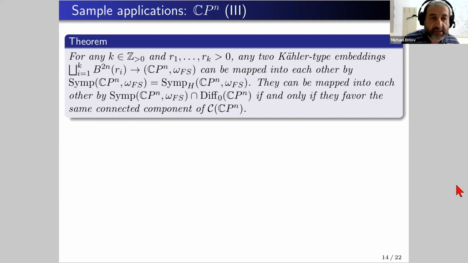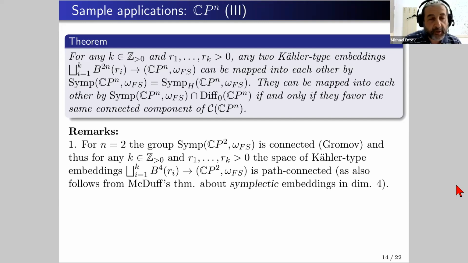Let me make a few remarks now about this claim. For n equal to 2, as we already saw, the situation is much nicer. The group Simp intersection with Diff-zero in this case is just Simp-zero, because Simp is connected in this case by Gromov. And this means that for any collection of balls, the space of Kähler-type embeddings of this collection into CP2 is actually path connected. They all lie in the same Simp-zero orbit. But of course, we could have got it from the very beginning from McDuff's result without using our theorem. So at this point, our theorem yields the same corollary as McDuff, if you look at the case of CP2.